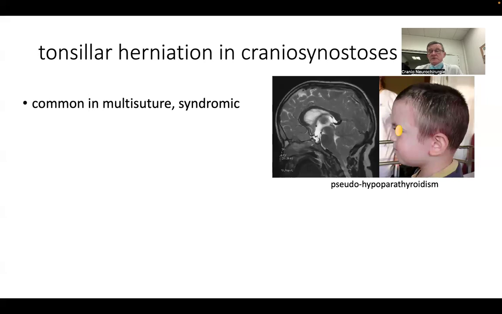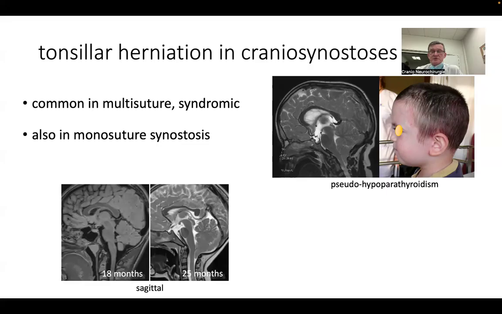You also have cases of tonsillar herniation found during examination for craniosynostosis. It is common in multisuture synostosis, in syndromic cases. Here, in this little boy with pseudohypoparathyroidism, with a pseudo-Crouzon syndrome, in fact, he had a severe tonsillar herniation, which requires surgery.